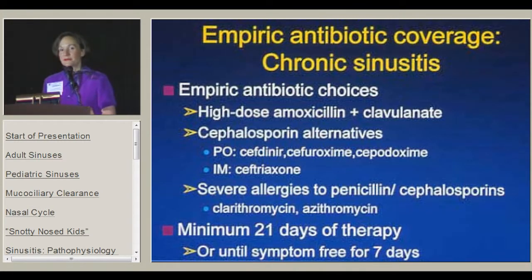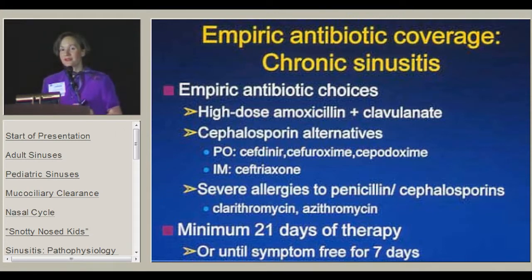The empiric coverage is going to be similar to acute sinusitis, except that they've had it longer, they're more likely to have resistant organisms, and they're much more likely to have mixed infections with multiple organisms. And so you really are going to want to provide fairly broad coverage for these patients. Most typically we'll start with high-dose amoxicillin with clavulanate therapy or substitute a cephalosporin alternative. In some cases when there's an allergy, clindamycin doesn't have gram-negative coverage, but it does cover the resistant strep pneumo, and your anaerobes may be helpful, and you can consider the macrolides.